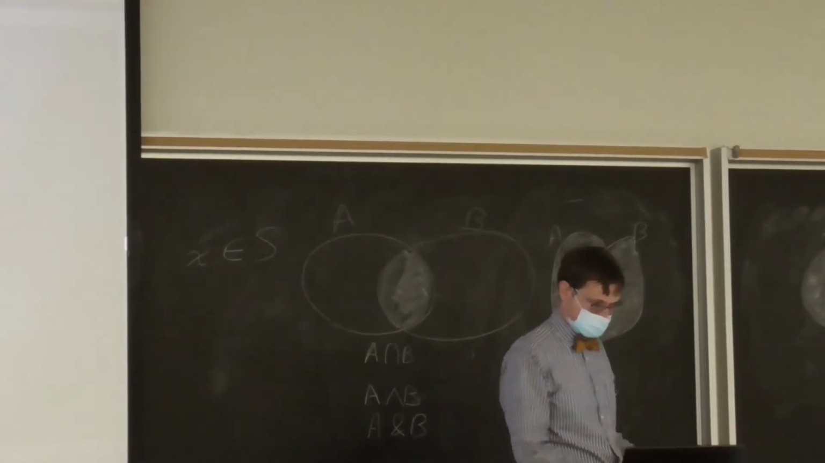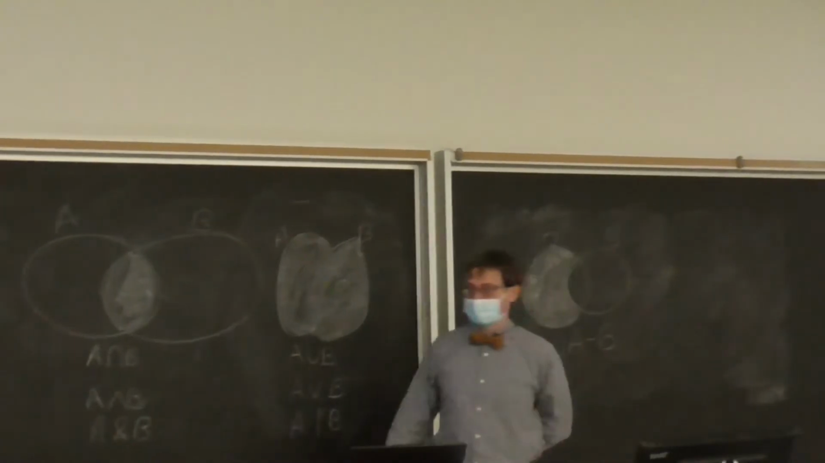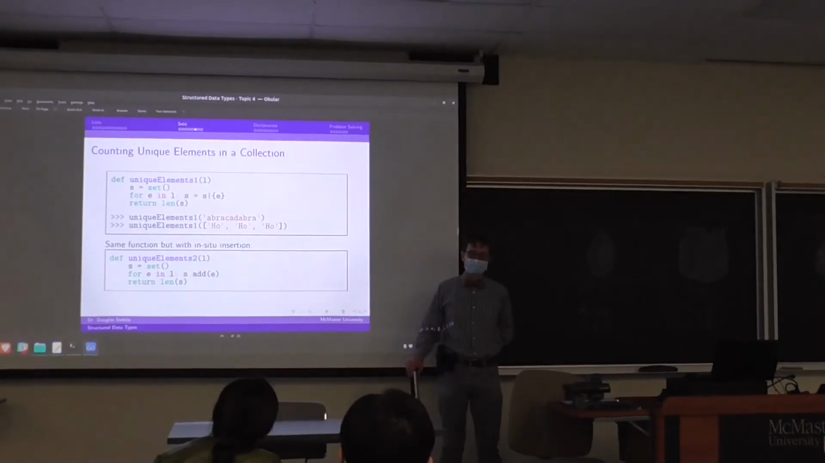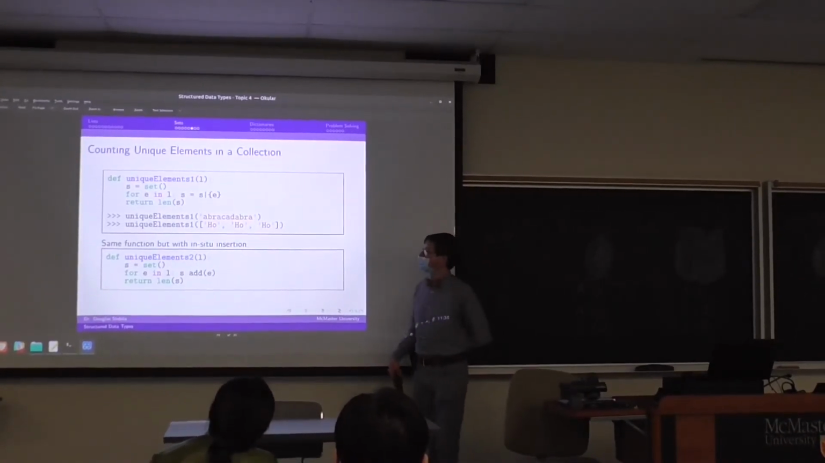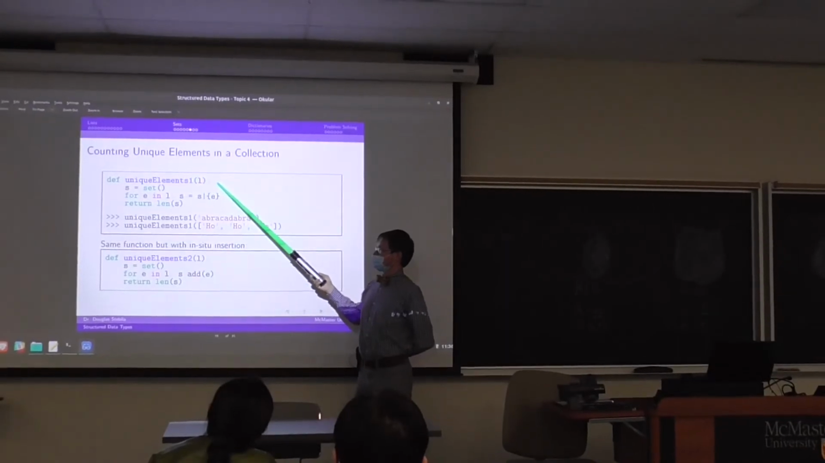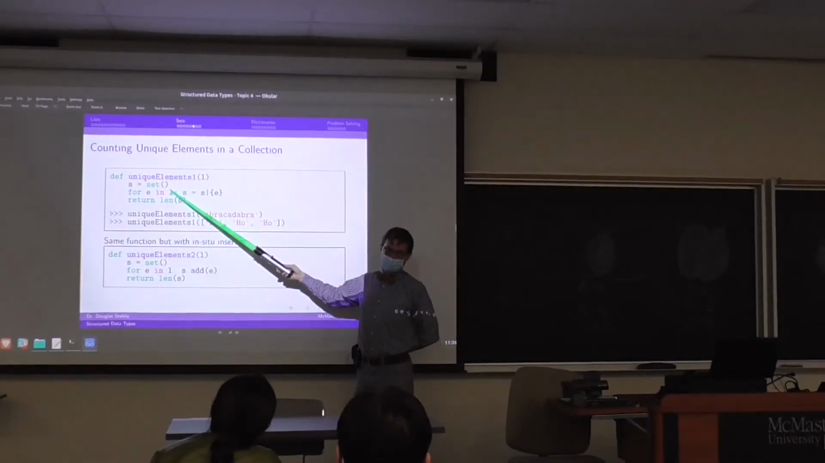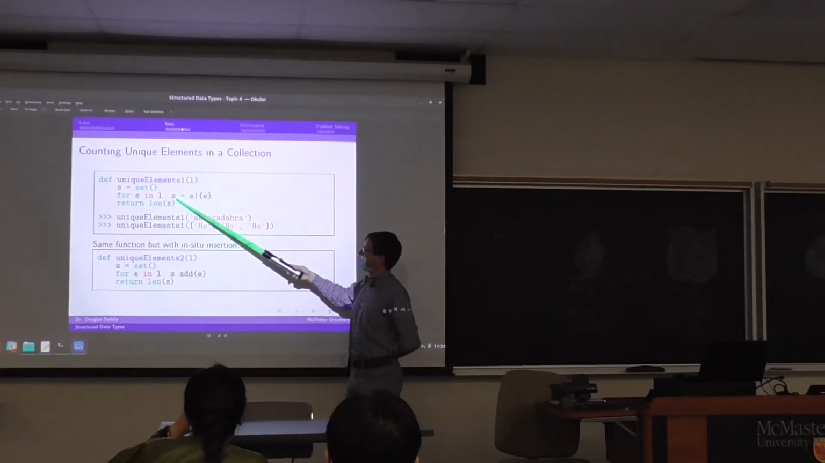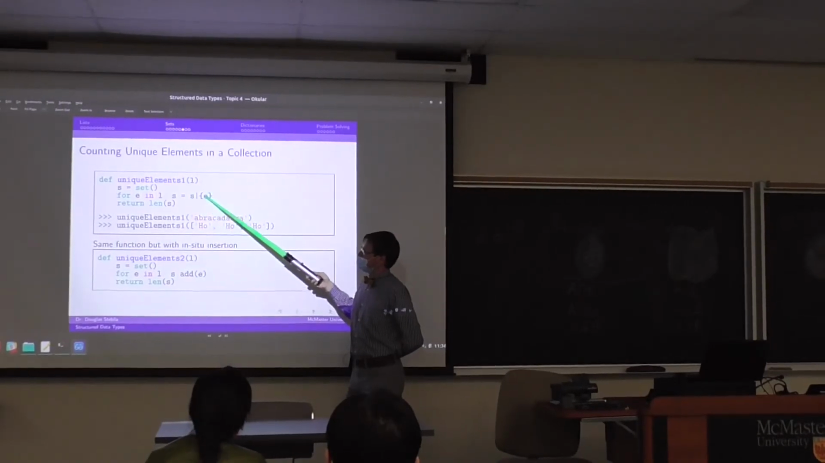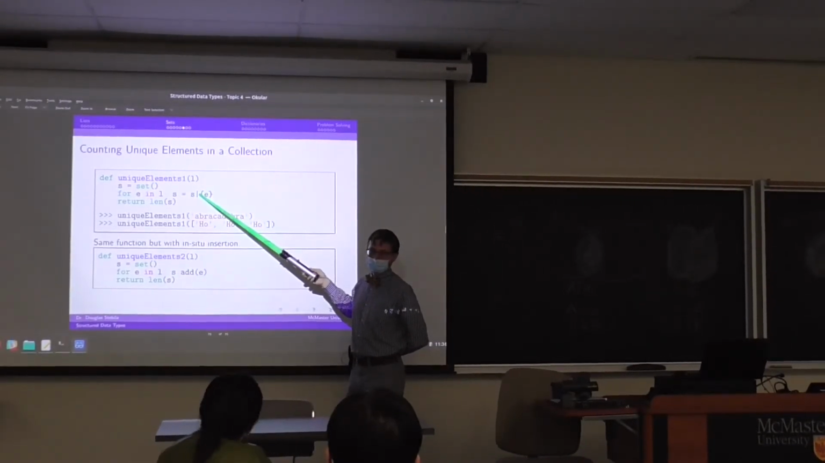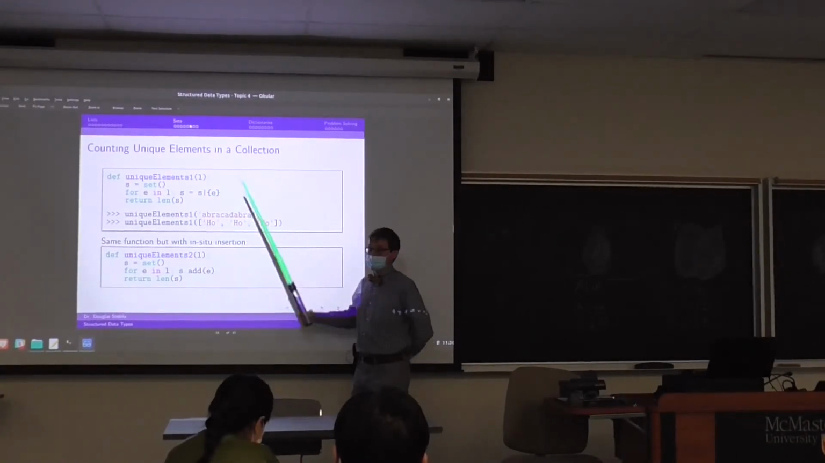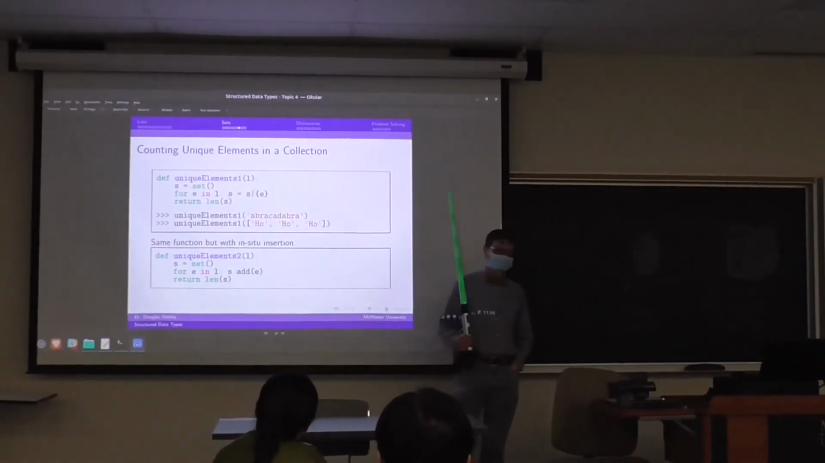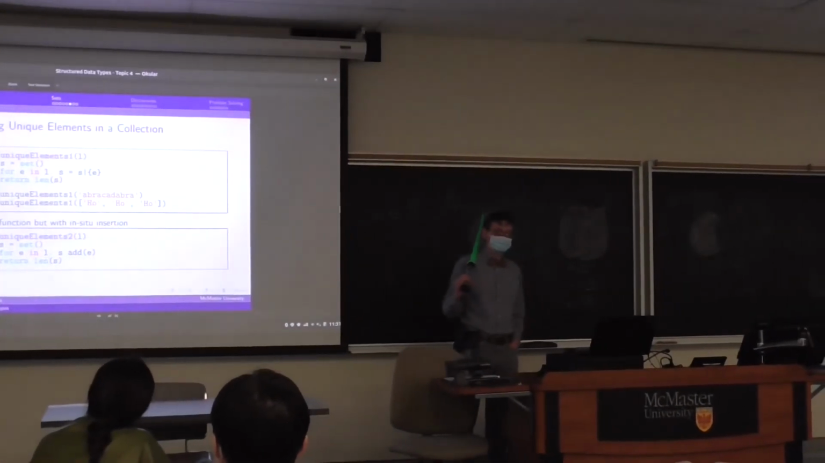So, if we wish to write an algorithm to extract the unique elements of a collection of data, unique elements 1, let's say, we declare an empty set, for E in L, for every element in L, S is equal to S union that element placed in a set all on its own. And then at the end, we return the length of that set. All right?